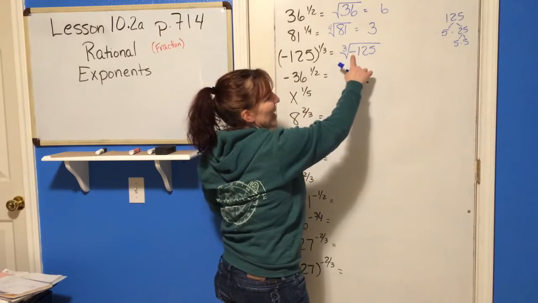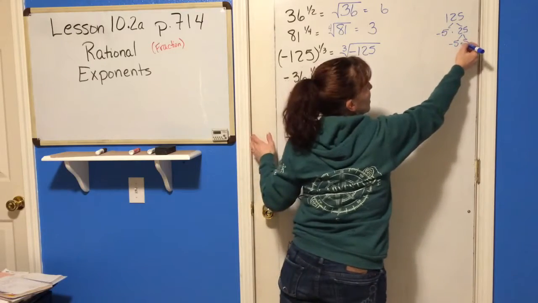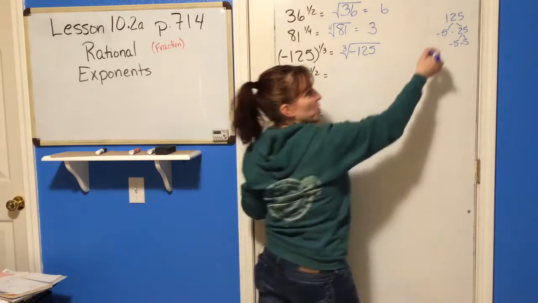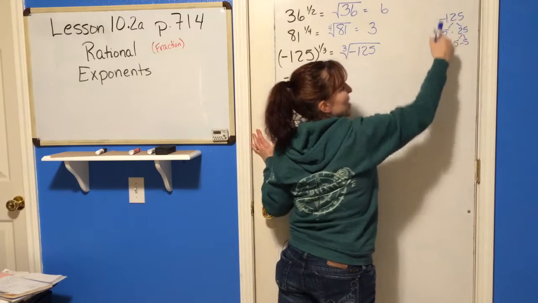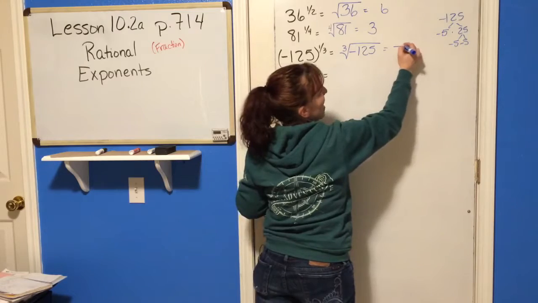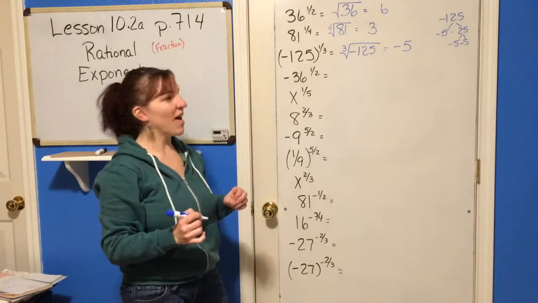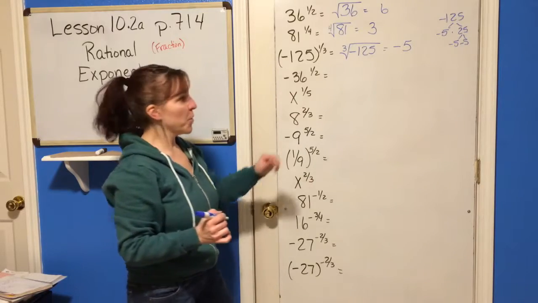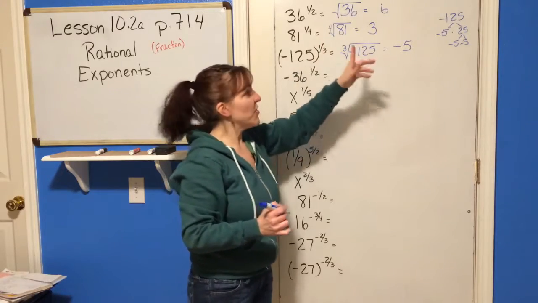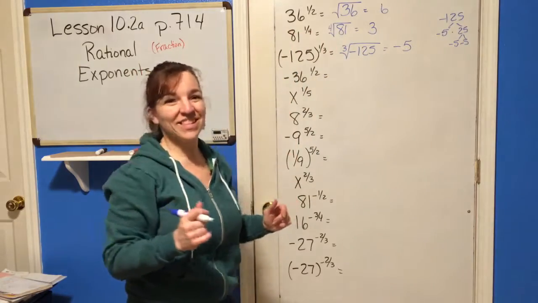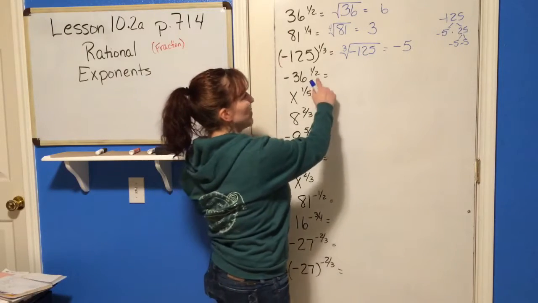And now remember, this is negative. So negative 5 times negative 5 times negative 5 does equal negative 125, because 2 negatives make a positive, and that positive times a negative makes a negative. So the cube root of negative 125 is negative 5. Remember, if you have an odd root, then your negative can come out with it. If you have an even root, then your answer is: can't do it. No real numbers.